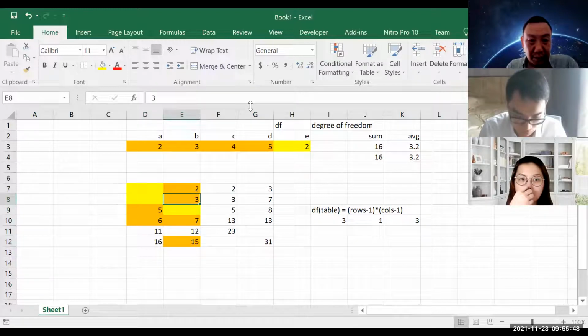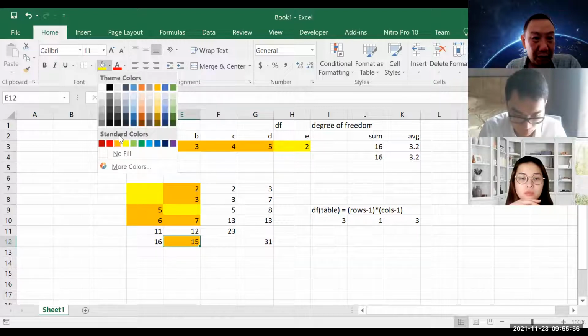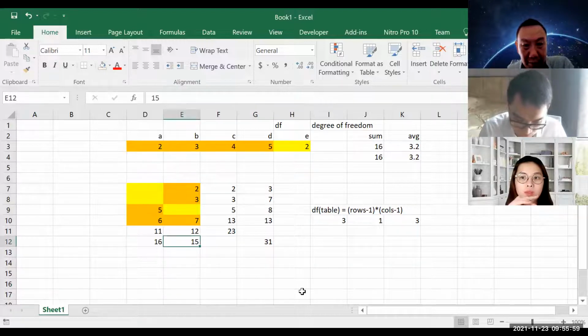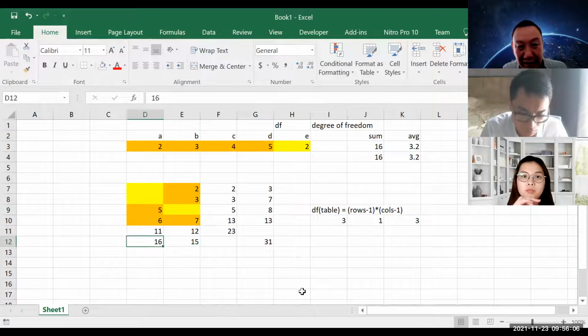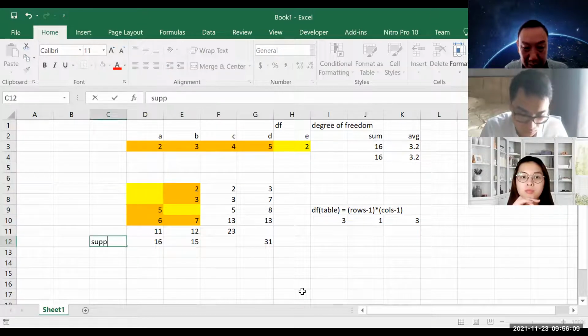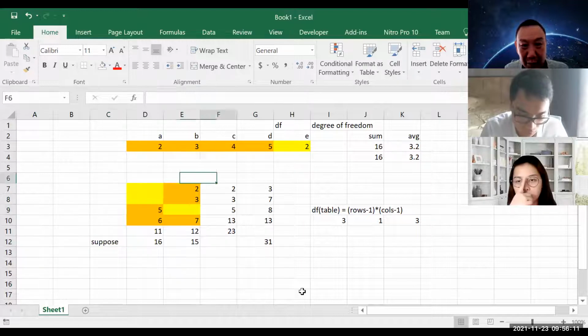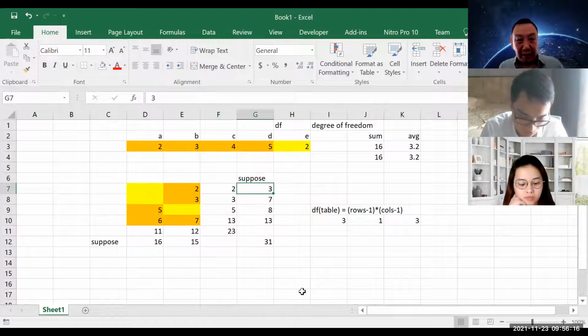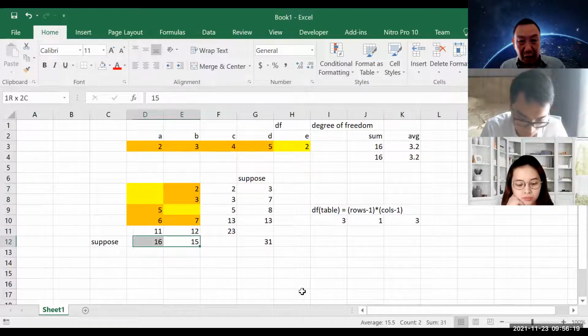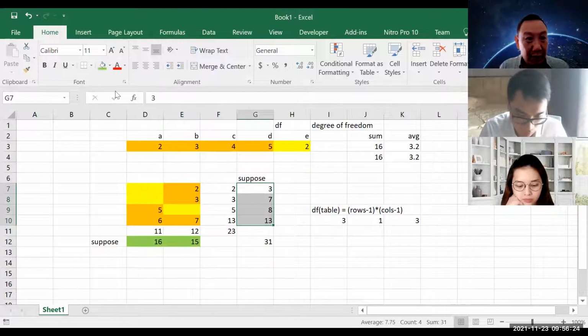Then you know this is supposed to be 15, right? But now only 12. So what is missing here? You see here, this is what is supposed. Okay, so I know it should be 15. I will mark this in green so that you know.